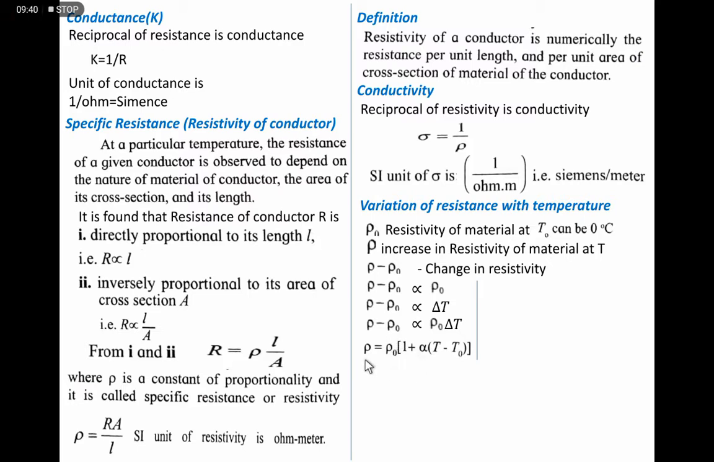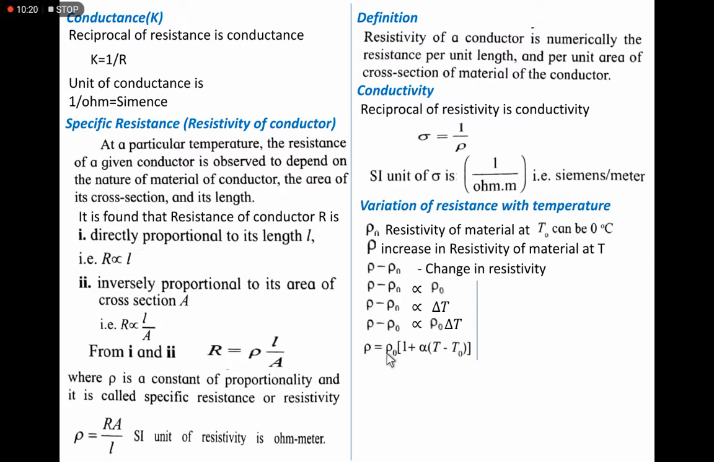The equation becomes rho is equal to rho naught plus alpha rho naught delta T. Rho naught is common, and the equation will be rho is equal to rho naught into bracket 1 plus alpha into T minus T naught. This is the change in temperature, delta T.